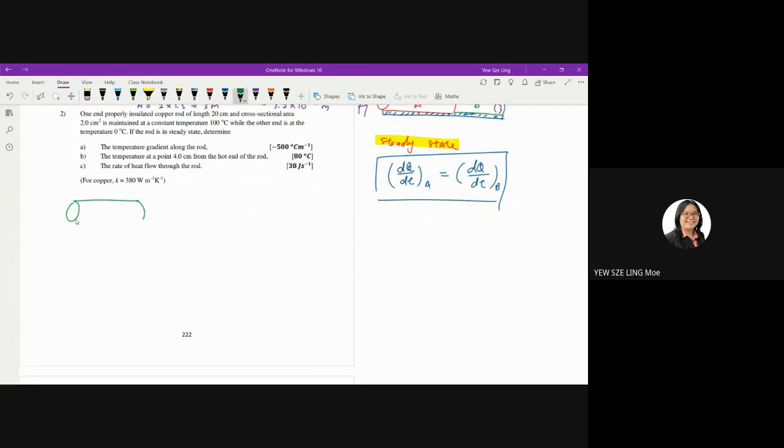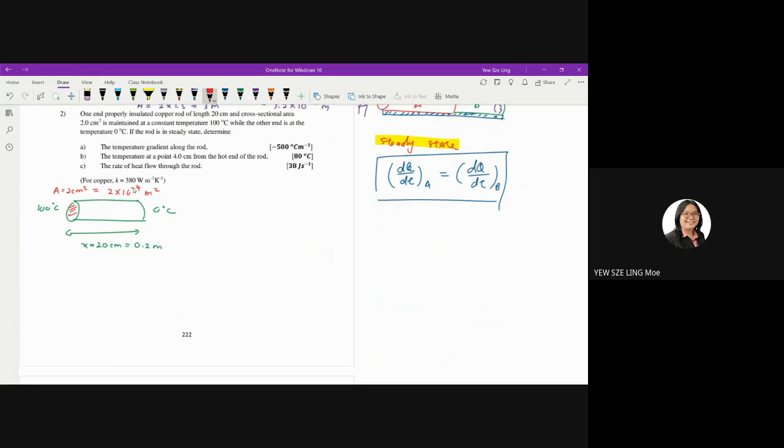Okay, this is a copper rod, and this end is 100 degrees C and the other end is 0 degrees C. And the length of the rod is 20 cm. So you have x equals 20 cm. Remember to change it into SI unit, which is 0.2 meter. And given cross-sectional area A equals 2 cm squared. Now, cm squared is not SI unit. You need to change it into SI unit. But it is not times 10 to the power of negative 2. It should be negative 4. Okay, 2 times 10 to the power of negative 4 meter squared.